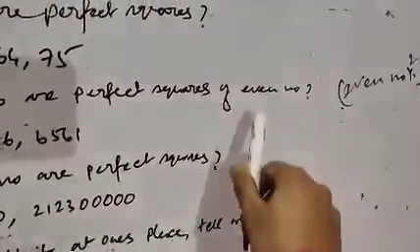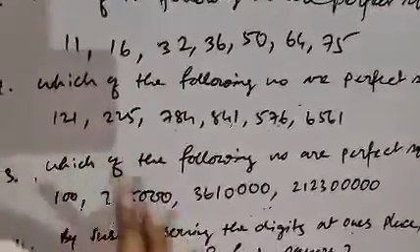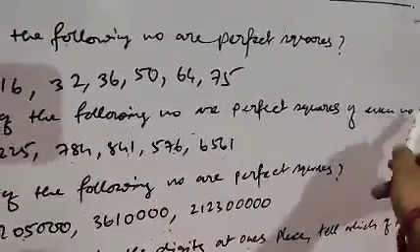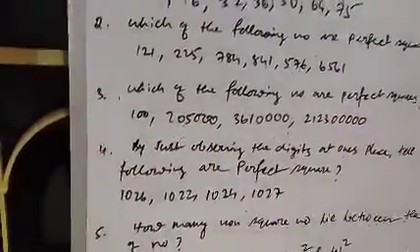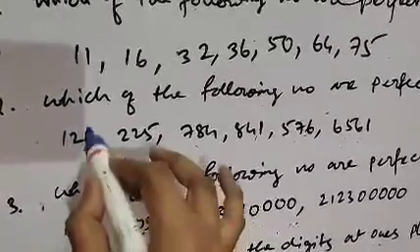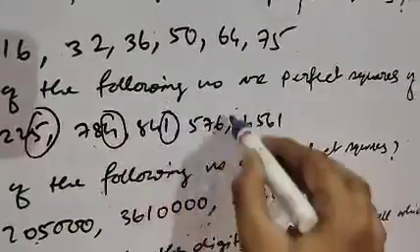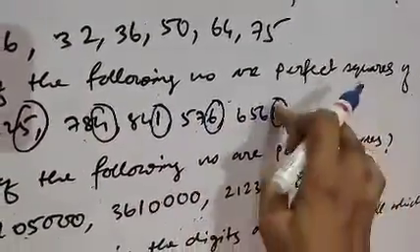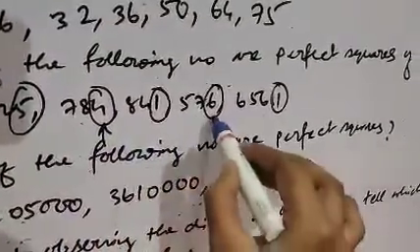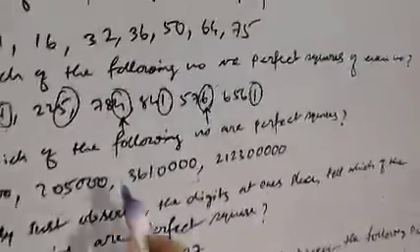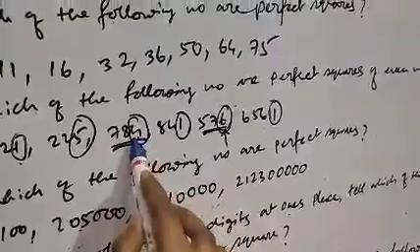Now, to find an even number among these numbers, we will see the ones digit of every number. So ones digit is 1, ones digit 5, ones digit 4, ones digit 1, ones digit 6 and ones digit is 1. Now this is an even number and this is an even number, 784 and 576.